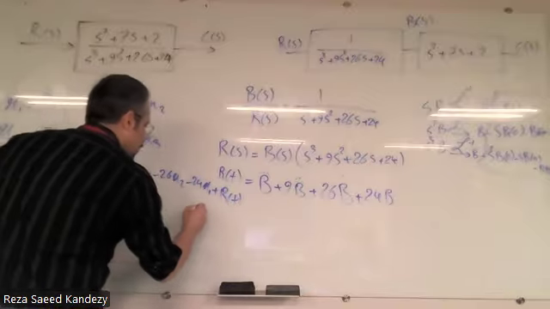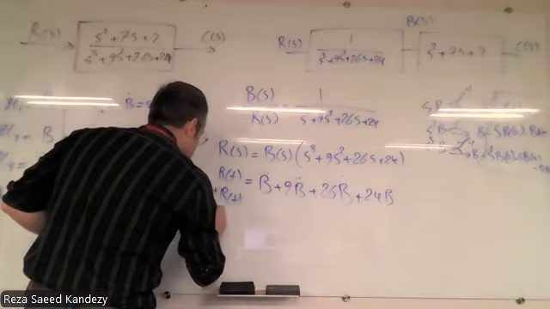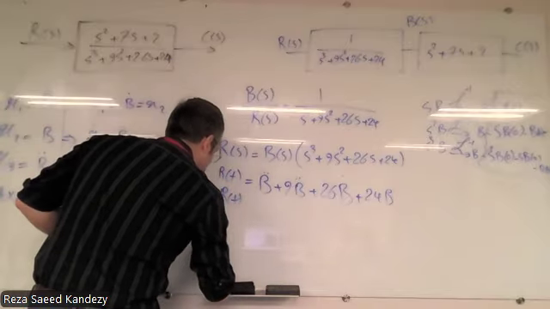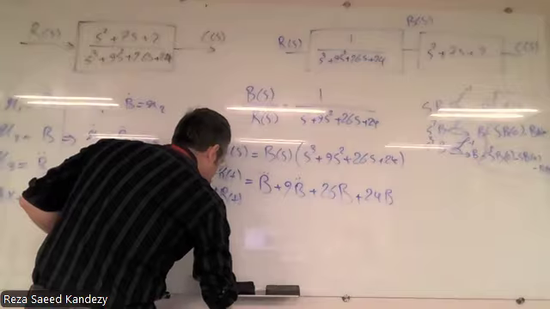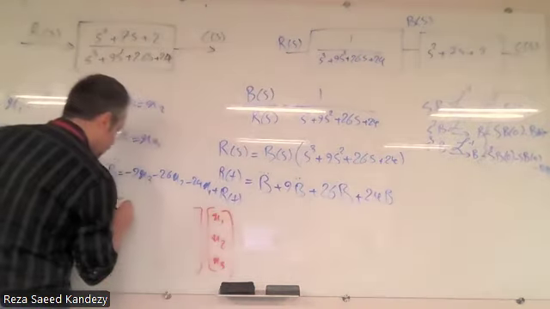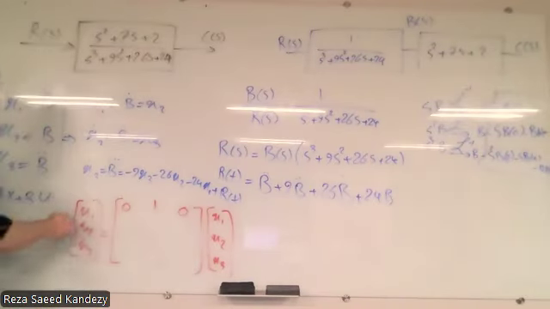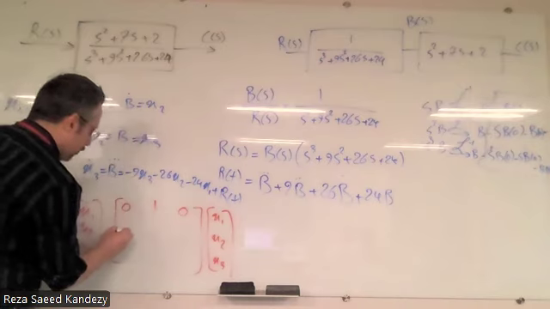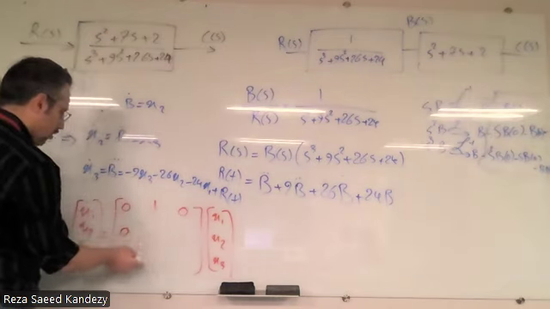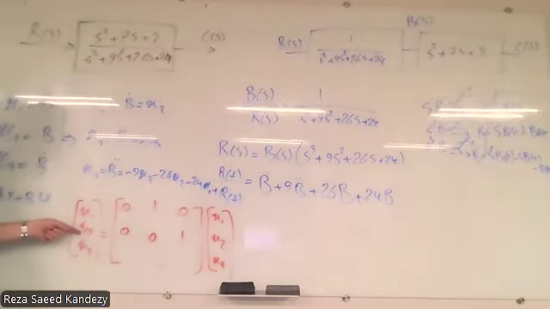We want to have a 3x3 matrix that defines the relation between those x dots and our state variables, x1, x2, and x3. So when we look at this x1 dot, we see that it's equal to x2. So we don't have any x1, 0. We have one x2, we don't have any x3.